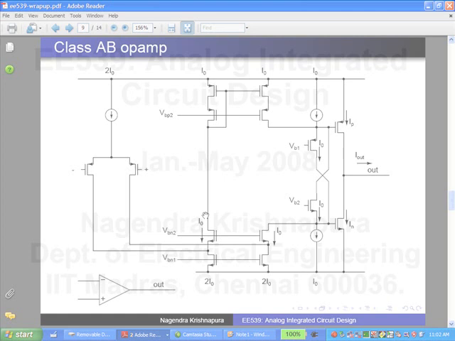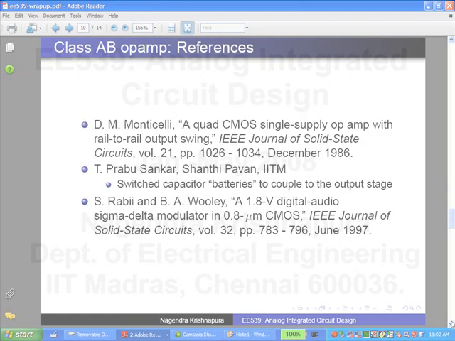So, these are some references, and one of Shanti's students is working on a different way of providing the bias by using a capacitor as a battery. The last one is another class AB op-amp. We used that in the delta sigma modulator paper that I showed to the class the other day. Actually, it's not very good. It has some problems, but you can still look at the circuit. You should be able to understand how that works also.